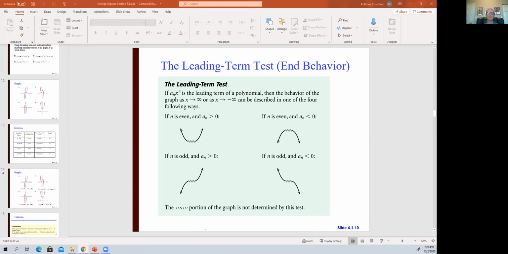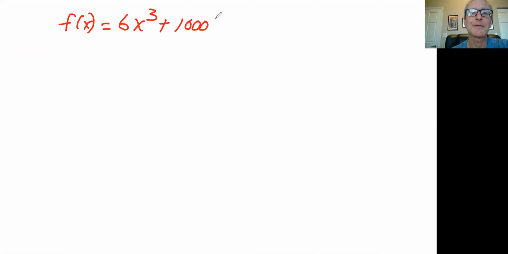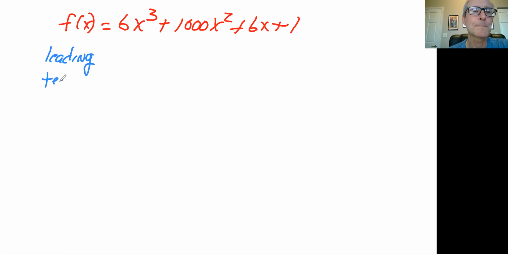And so when you remember this idea of leading term, what it meant was, if you had an equation like this, f of x equals 6x cubed plus 1000x squared plus 6x plus 1, what the leading term or end behavior test says is that our leading term is 6x cubed. And so this is going to dominate when x is really big in the positive direction or really big in the negative direction.